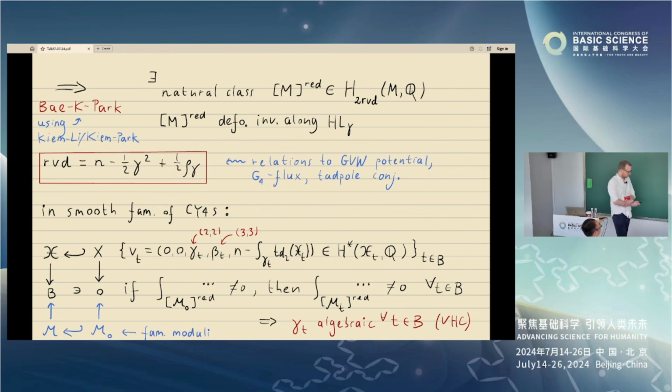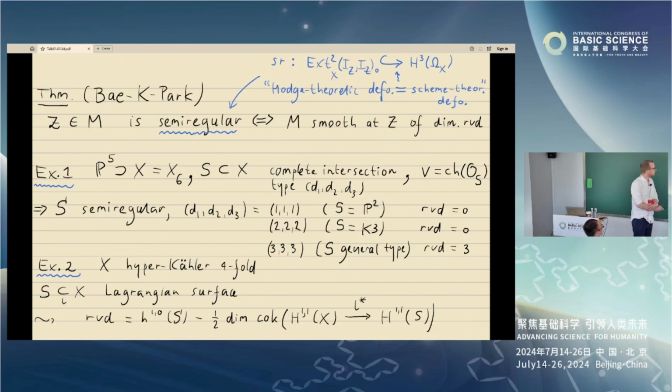Now, why is this the correct class? That's given by the following theorem with Bae-Park. Inside of there's a locus called the semi-regular locus. By definition, this is the locus where the semi-regularity map of Bloch is an injection. So this is the way to ensure that Hodge theoretic deformations and scheme theoretic deformations collide. Bloch already proved that if you're semi-regular, you're a smooth point of the Hilbert scheme.